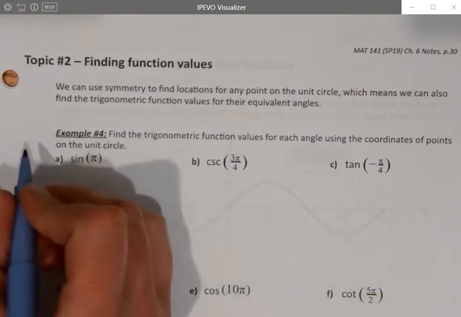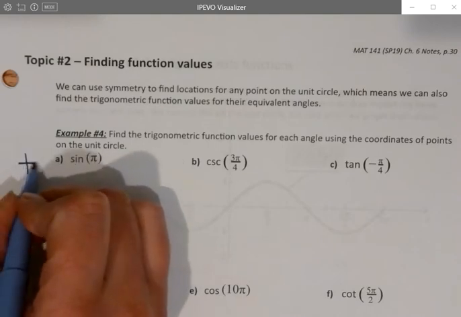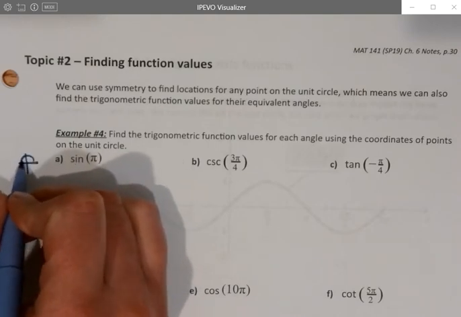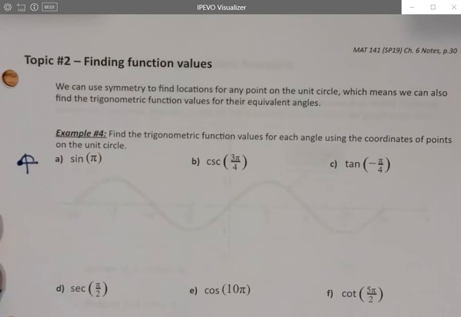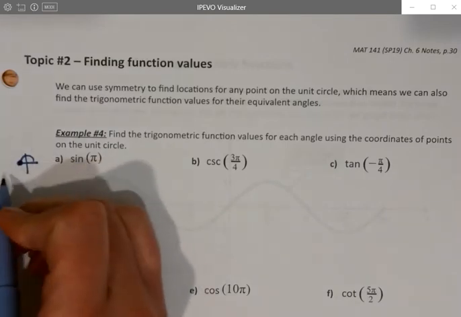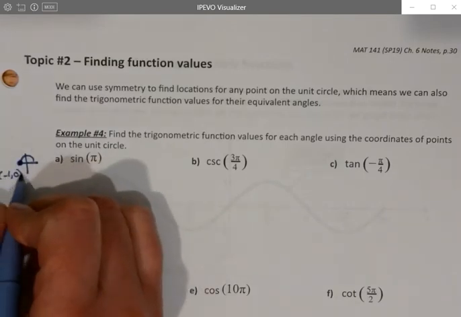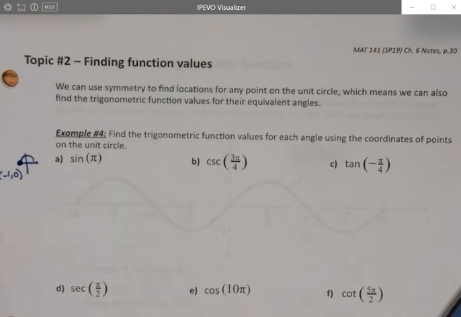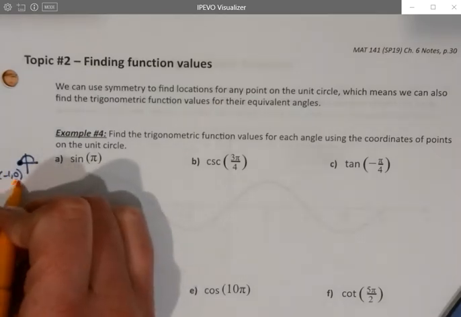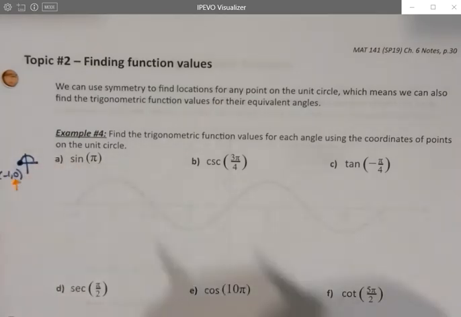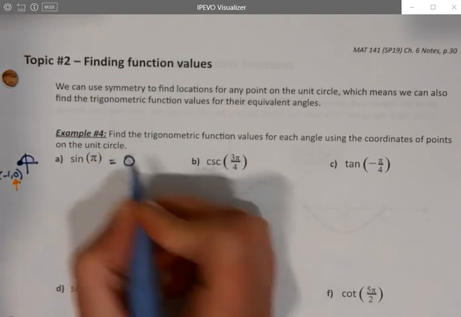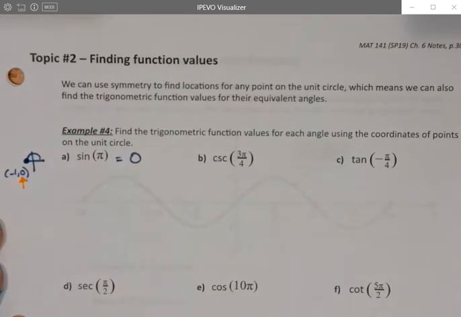Okay, so for the ones that are easy to draw, I'll just draw them instead of pulling up my unit circle page. I know where pi is. It's right over at the ordered pair -1, 0, and since I know that the sine value is the y coordinate of the ordered pair, that means the sine of pi is 0. All right, now the cosecant.